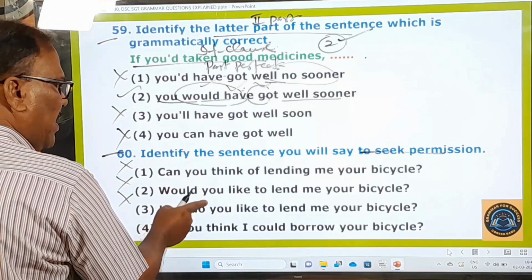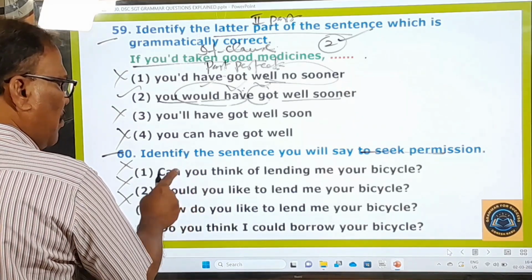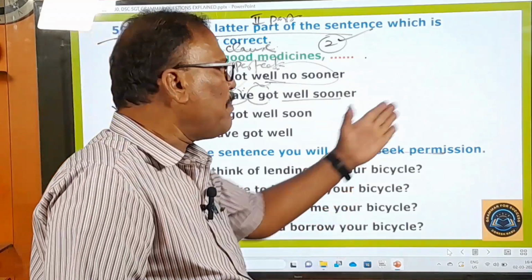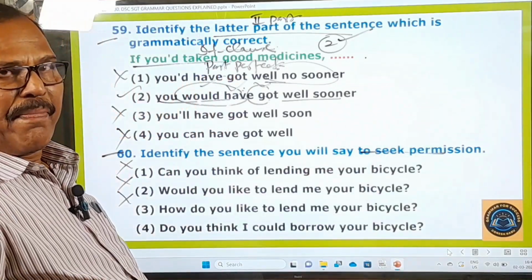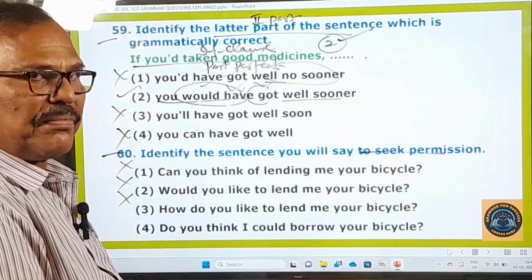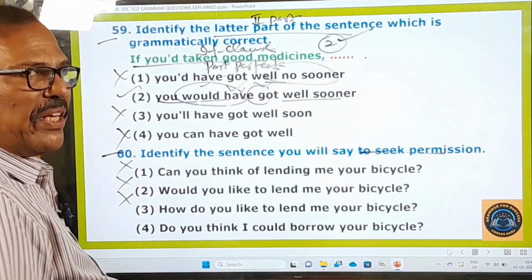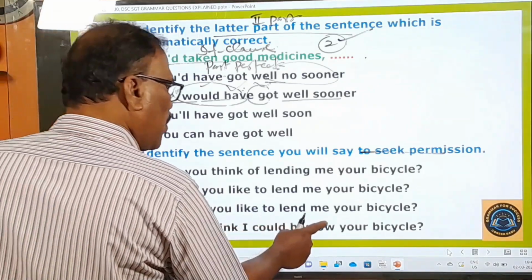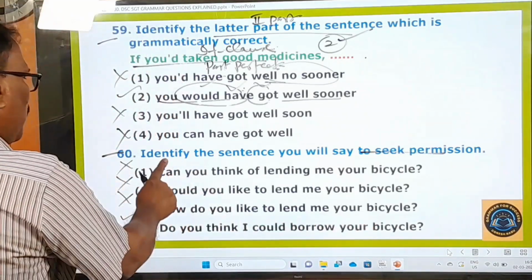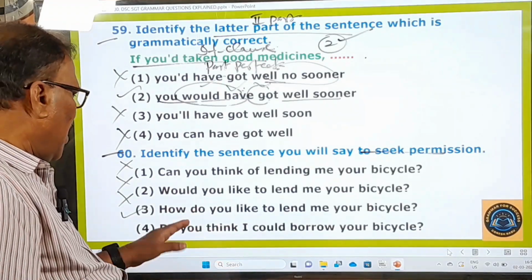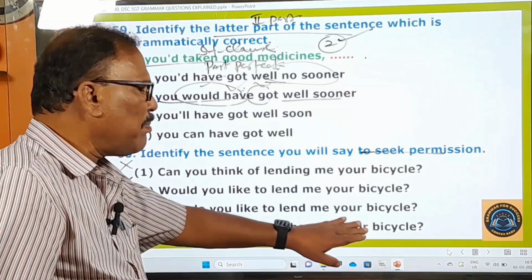I don't find any meaning, and in these questions, you don't find anything that makes you think you are seeking permission. These questions are not seeking permission. I have given you the Telugu meaning also as far as possible. And fourth question, do you think I could borrow your bicycle? When these three questions are wrong, automatically the fourth question is the right one. What is the question? Do you think I could borrow your bicycle?